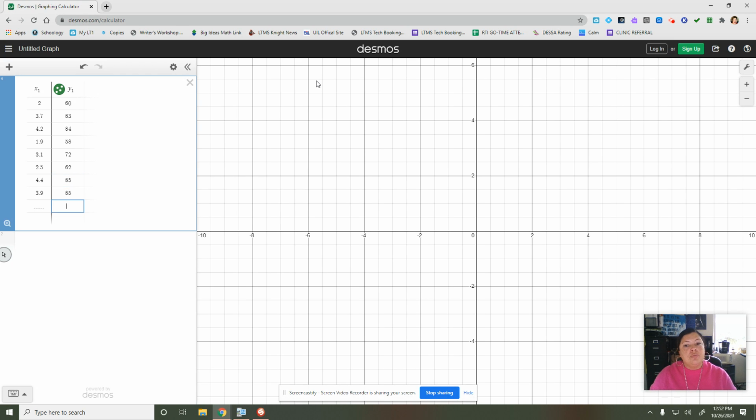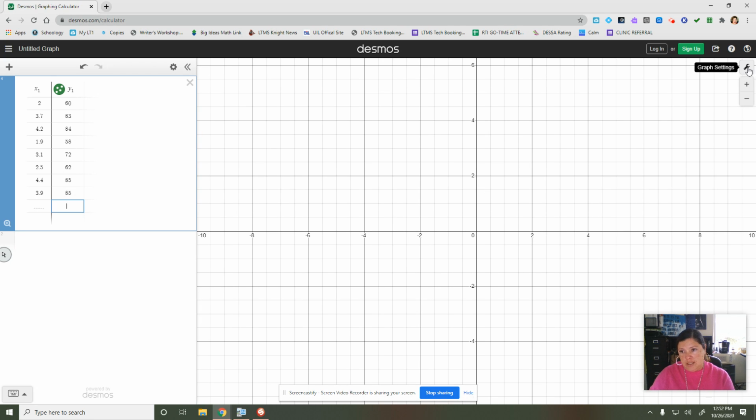Okay, and so you may notice, well, I don't see my data being graphed, and that's because our window, once again, very similar to the graphing calculator, is going from -10 to 10, and from -6 to +6 on the y-axis. My numbers are up here in the 60s and 70s and 80s. So I need to fix my scale.